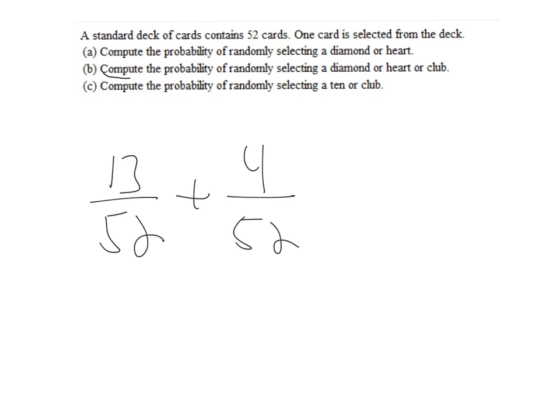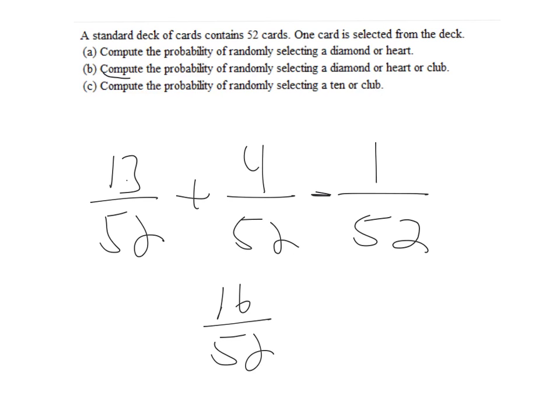However, there is one 10 that's a club. So we don't want to count that twice. So if we're subtracting that, that would be 13 plus 3 is 16 out of 52, and we can either make that a decimal, or what does that reduce to? 4 out of 13.